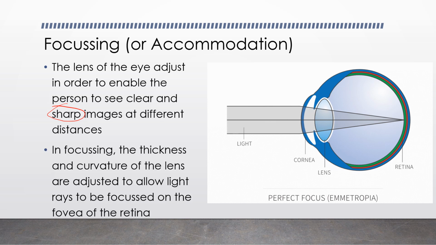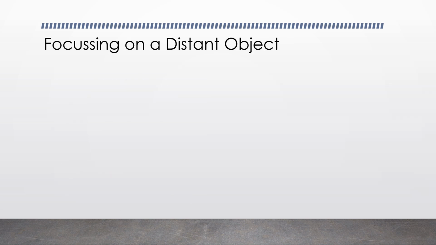So when we focus, two things change, not just the thickness. Let me annotate over here: the thickness of the lens, which is the one that I'm drawing right now, and then the curvature, literally how curved it is, more curved or less curved. These two things help the lens to adjust in order for us to look at things with sharper vision. So let's use the scenario of a distant object, and then the opposite scenario, of course, is a near object.